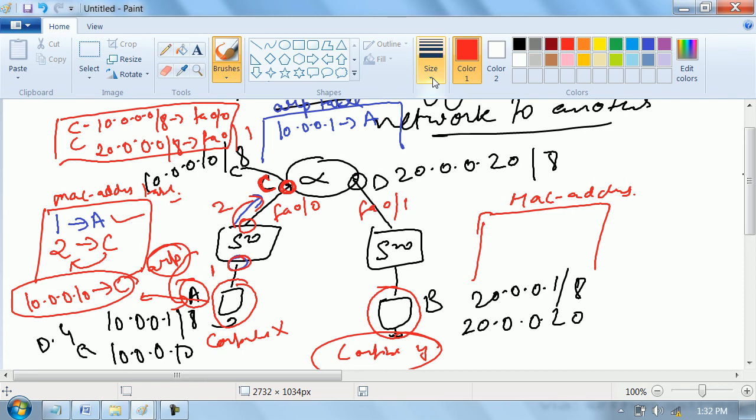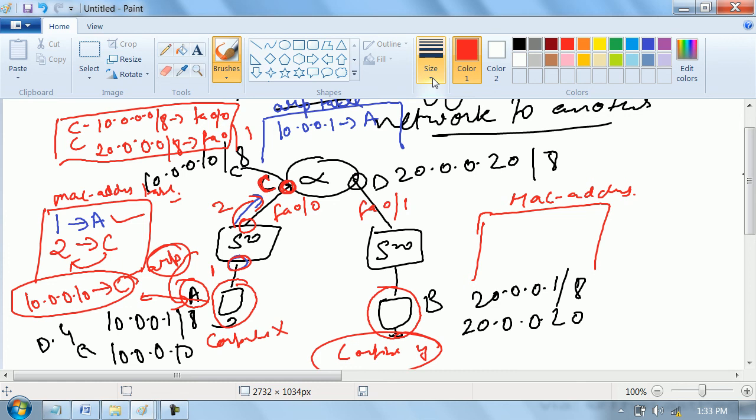After that, the router will check which layer? Layer 3. The router will check the destination IP. The destination IP is 20.0.0.1. Agree? Now, the router will try to find out the destination network. Does the router know about the destination network or not? The router will check in the routing table. Yes, it knows about the destination network.